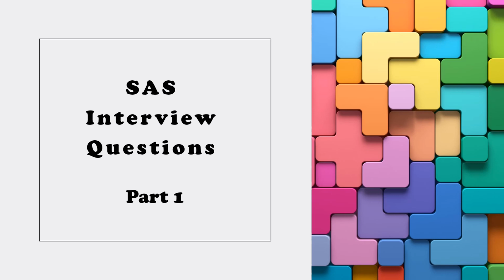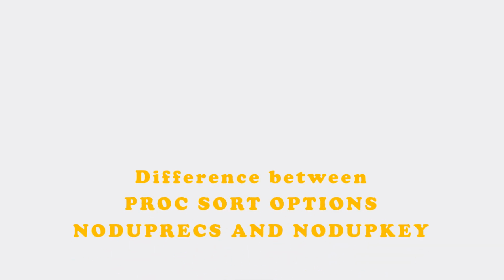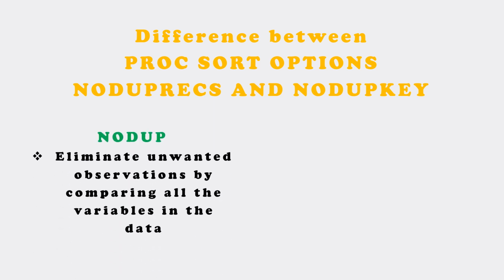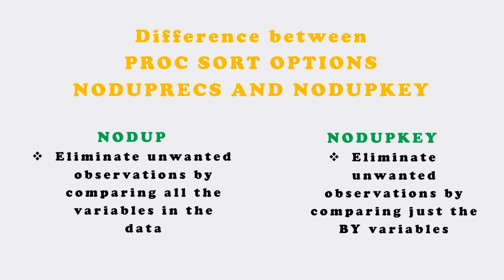Today I will be discussing one of the most common SAS interview questions. What is the difference between proc sort options, nodup and nodupkey? They work similarly in that they both can eliminate unwanted observations. But nodup, which is also known as noduprecs, compares all the variables in your SAS dataset, while nodupkey compares just the by variables.